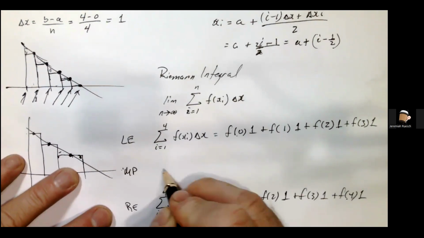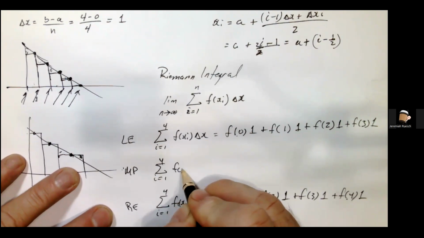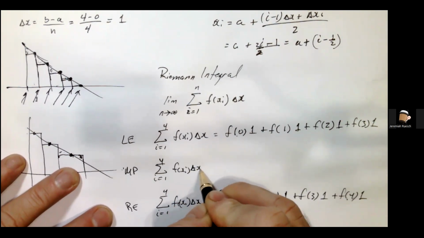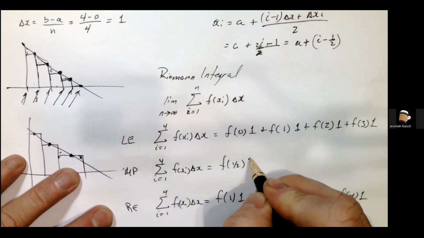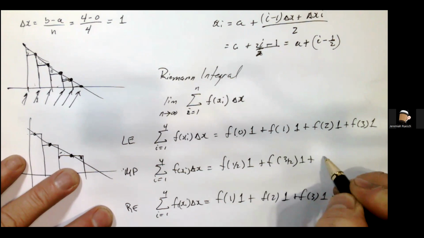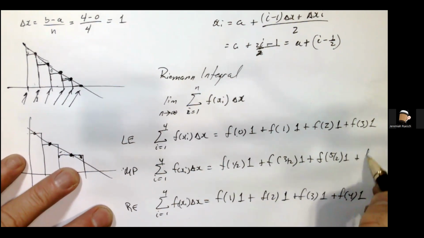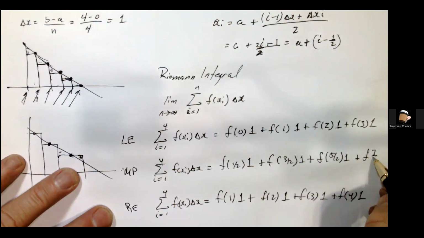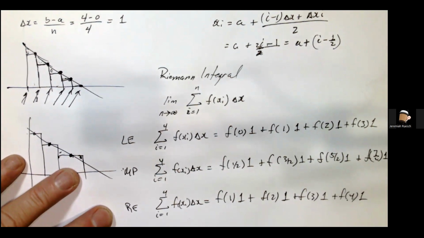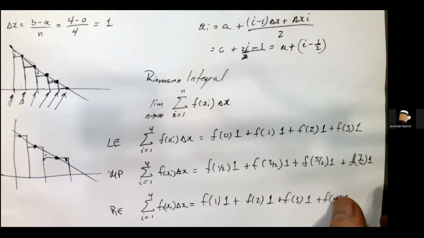And then the midpoint. This one is going to have some fractions in it, but that's okay. They're at least reasonably nice fractions. So this is going to be f of 1 half times 1, plus f of 3 halves times 1, plus f of 5 halves times 1, plus f of 7 halves times 1. Those are going to be the values of our function for each of those points.